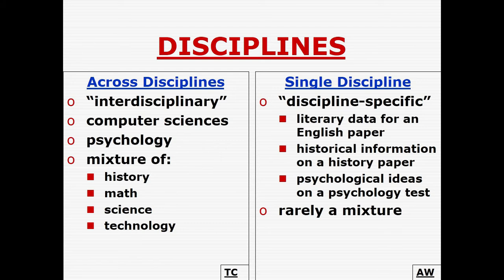The discipline in technical writing is interdisciplinary. You use computer science, psychology, and even a mixture of history, math, science, and technology. For academic writing, it is a single discipline, which is discipline specific. This means literary data for an English paper, historical information on a history paper, and psychological ideas on a psychology test, and rarely a mixture.